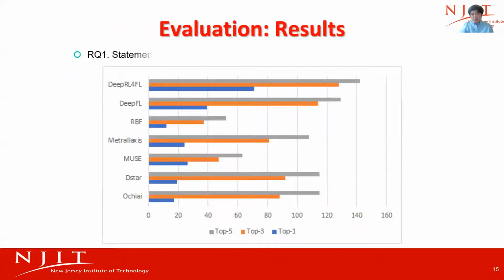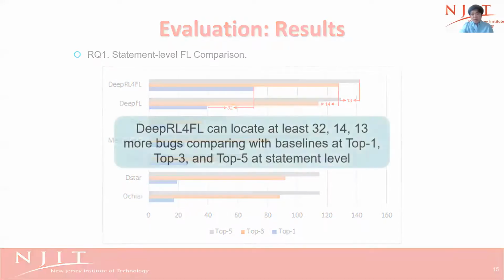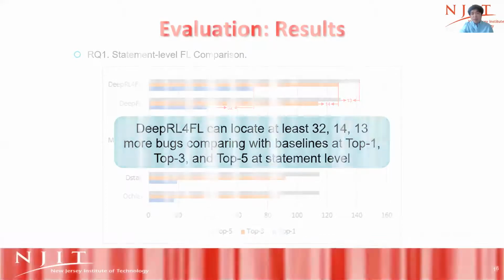As for the evaluation, for RQ1, statement level localization comparison, the results are shown in this table. From this table, we can see that our approach always performs better than all the baselines on top 1, top 3, and top 5. As a summary, our DeepRL for FL can locate at least 32, 14, 13 more bugs compared with baselines at top 1, top 3, top 5 at statement level.